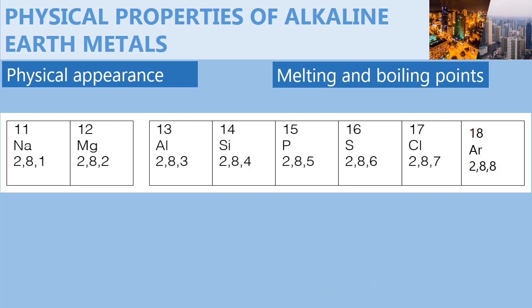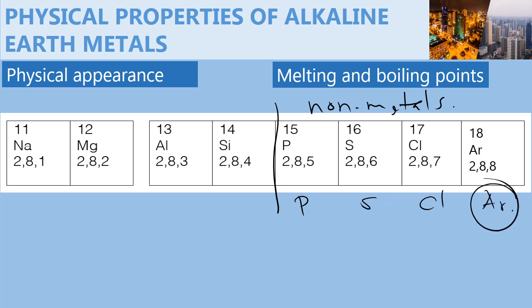As for the nonmetals, which are here, they contain molecular structures. So phosphorus exists in molecular form. Same for sulfur, chlorine, and argon. However, argon is special. It does not exist as a molecule, but it exists as a monoatomic gas.